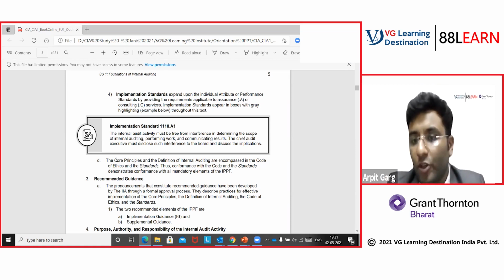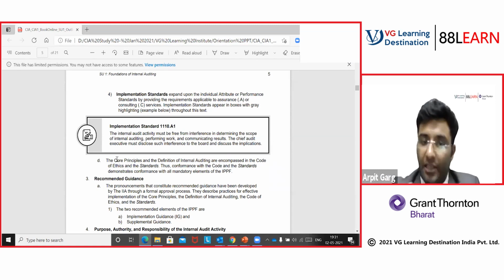Whenever we are going to cover the attribute standards, we will, in the later part of the units, first cover the attribute standards, then we will read the interpretation guidance, then we'll read the implementation guidance also.